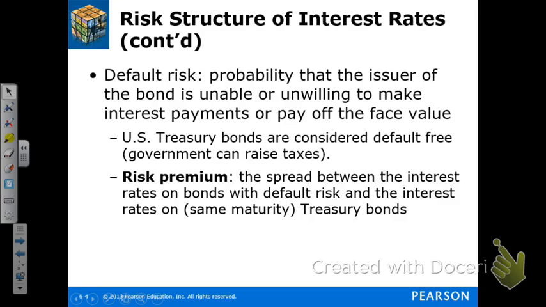So default risk is the probability that the issuer of a bond is unable or unwilling. Unable and unwilling. These are very interesting. Unable, we understand. Sometimes you run into financial difficulty and you cannot really pay back the bonds. When would you be unwilling to make interest payments or pay off the face value? Anyone? Do we understand the issue of unwillingness?